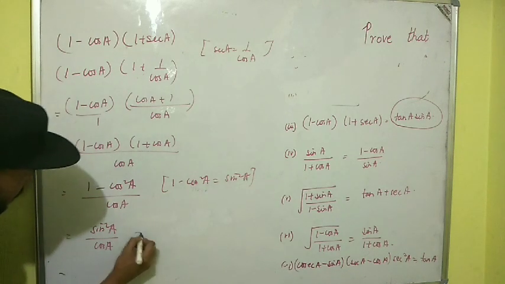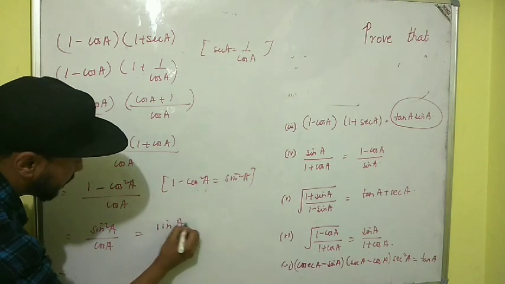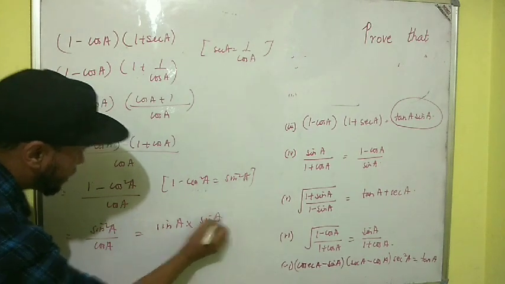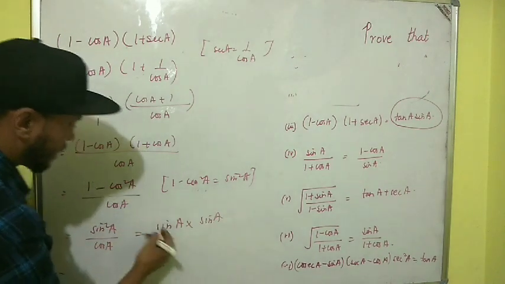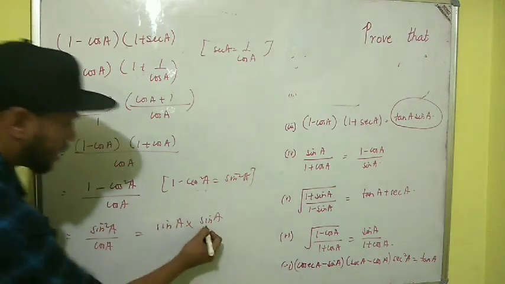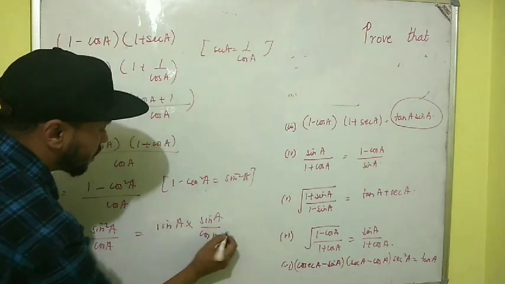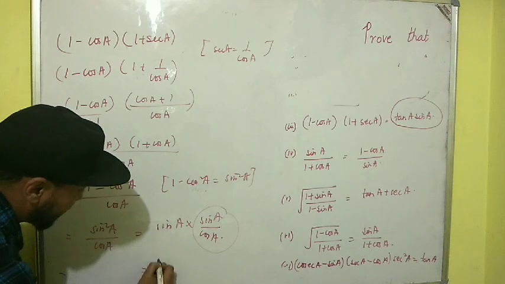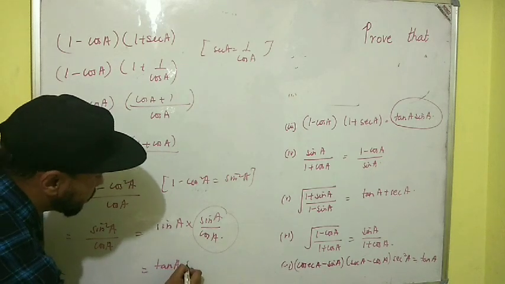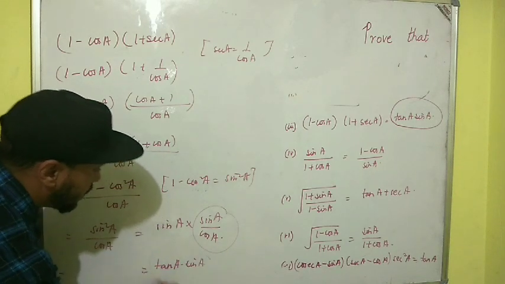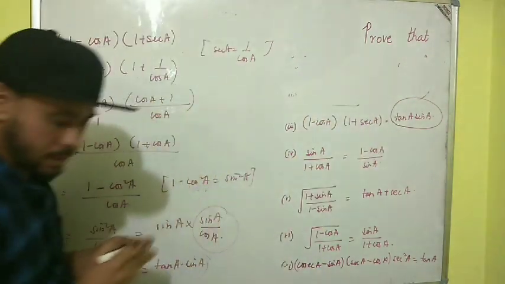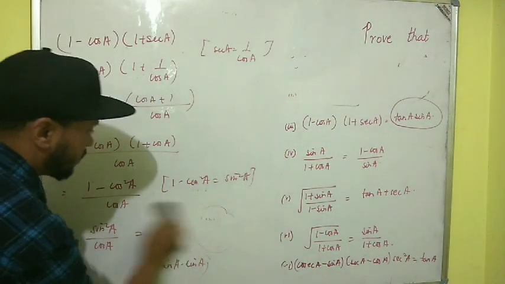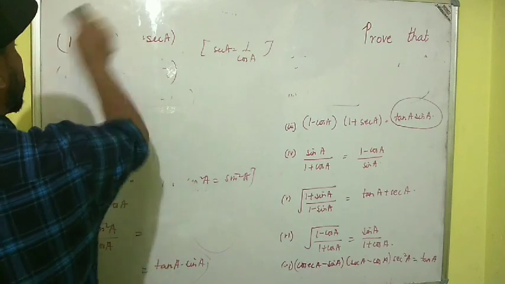Now, can I break this and write sine A into sine A? With the sine square A, we can break it and write sine into sine, because sine into sine is sine square A, by cos A. Now, sine by cos is tan, and this is sine, which is your right hand side. Alright. Now let's move on to the next question.